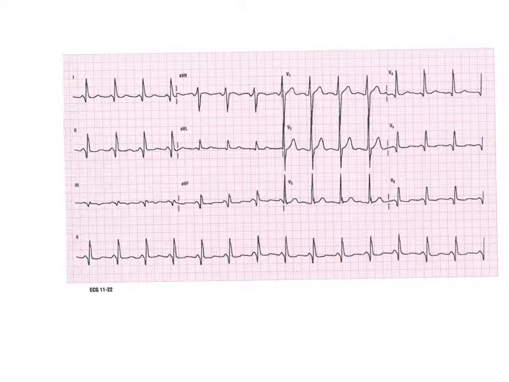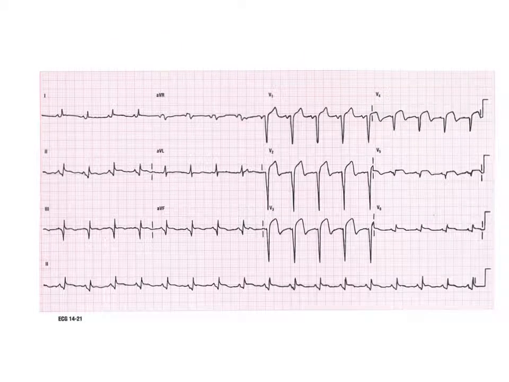Now we're going to look for axis. It's upright in 1 and it's upright in AVF, so there's no axis problems. It's not wide, so there's no bundle branch issues. I don't see any ST or T wave changes anywhere on here, so really all I've got is a prolonged QT, and otherwise a sinus rhythm, borderline sinus tach.